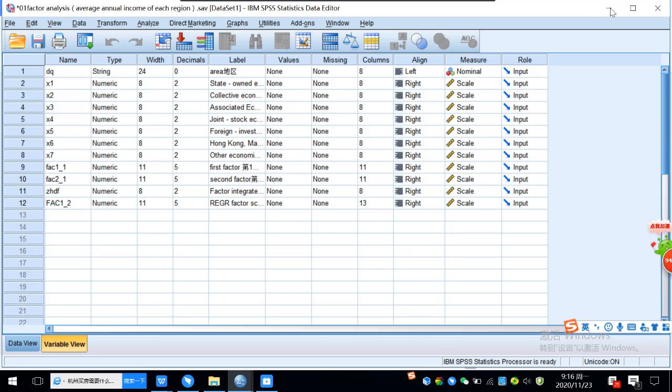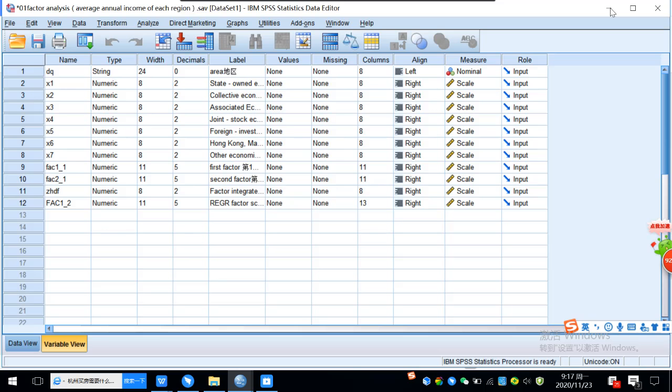If, in your future thesis research, you use a survey questionnaire in your study, then factor analysis is necessary for you to use. Here, I will show you how to use factor analysis to reduce the variables.